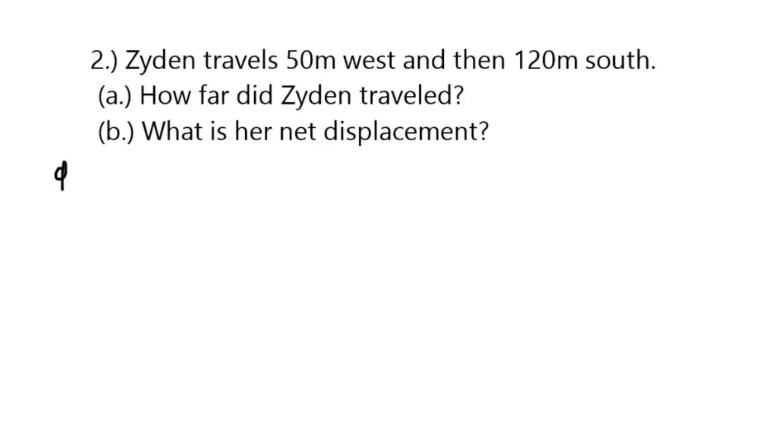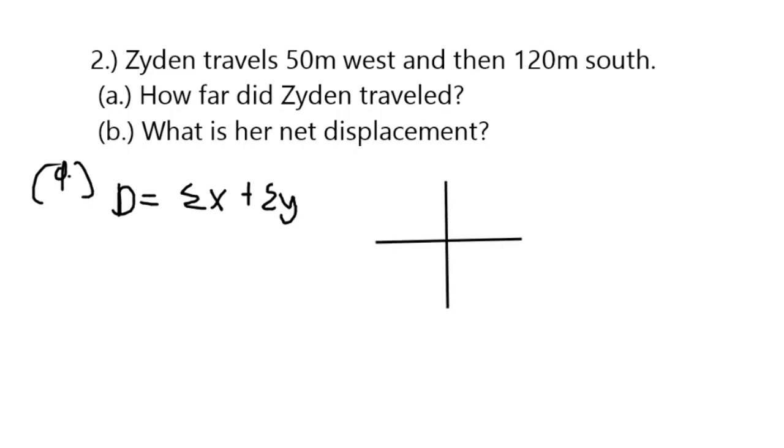So, Zayden travels 50 meters west and then 100 meters south. Part A, how far did Zayden travel? And part B, what is her net displacement? So, let's move on to part A muna. So, displacement is just the sum on the value on x and the sum on the value on y. So, as you can see here, we have west-south. So, saan ba yung west-south na yan? So, ang north is sa taas and then ang east is to the left side and ang west is sa right side and ang south is on the bottom.